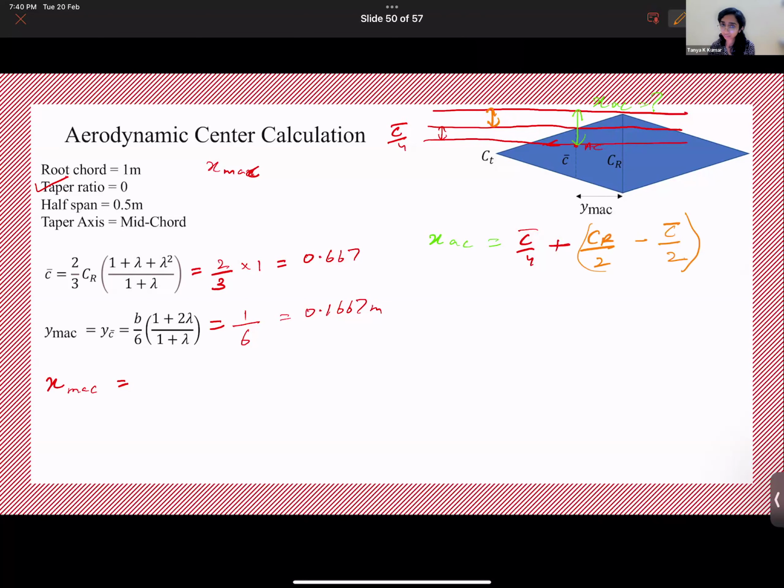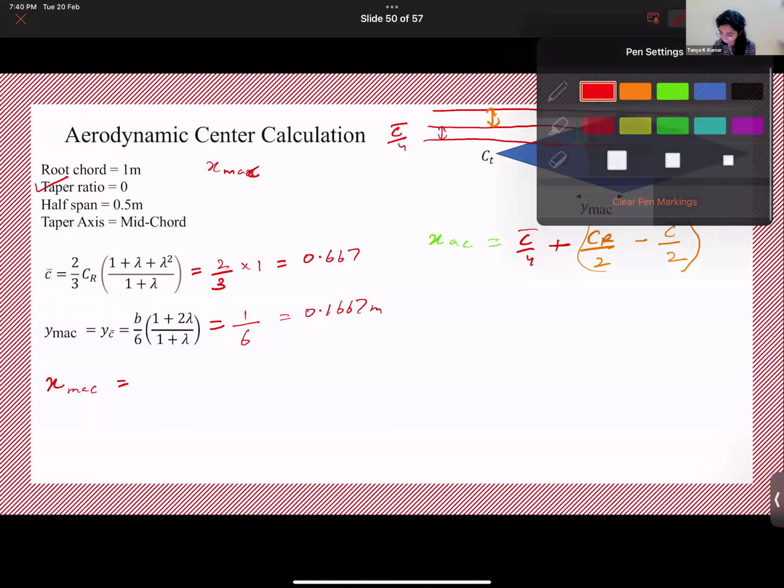Is this right? Yes, okay, it's clear to everyone. Why is XAC equal to C bar by 4 plus CR by 2 minus C bar by 2? The length in orange is CR by 2 minus C bar by 2. So you can find out XAC that way.